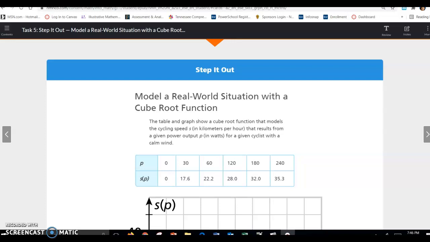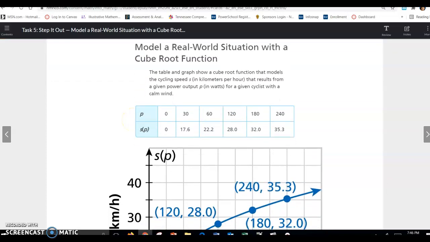Lesson 7.4, Task 5. Model a real-world situation with a cube root function. The table and graph show a cube root function that models the cyclist's speed s in kilometers per hour that results from a given power output p in watts for a given cyclist with a calm wind.